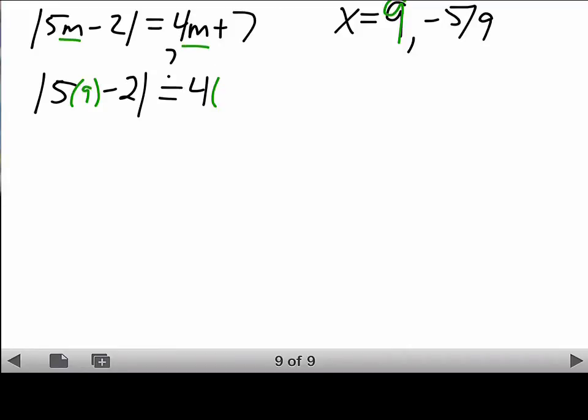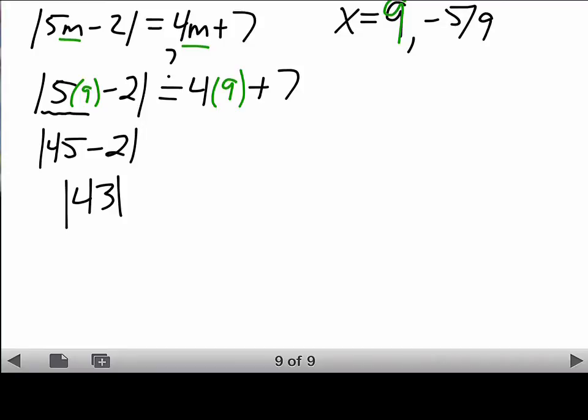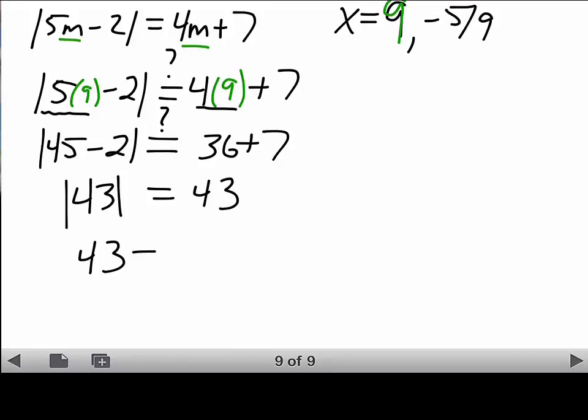And on the right-hand side, we have 4 times 9 plus 7. Inside the absolute value symbol, we can multiply following the order of operations to get 45 minus 2, which leaves us the absolute value of 43, which is of course 43. For the right-hand side, we're again putting a question mark over the equal sign, and 4 times 9 is 36. When we add 7 to 36, we get 43. Since 43 is equal to 43, that solution checks out.